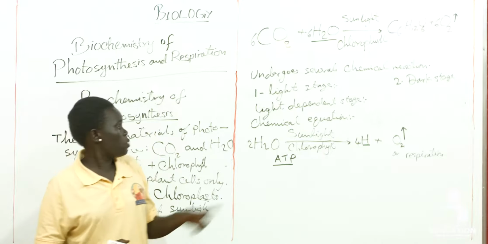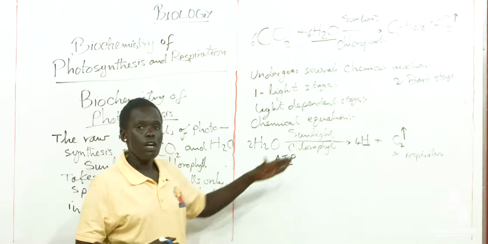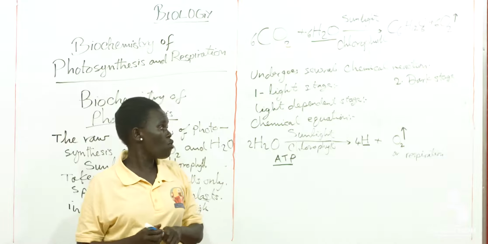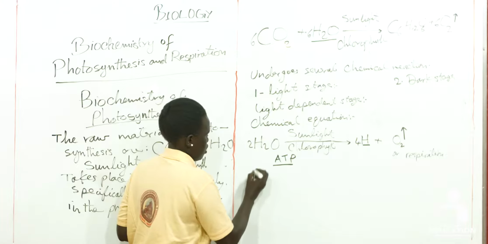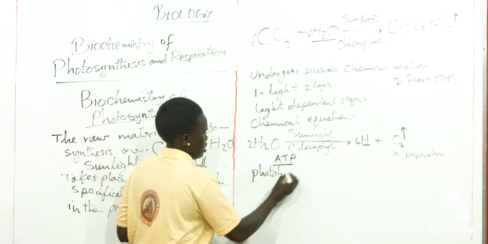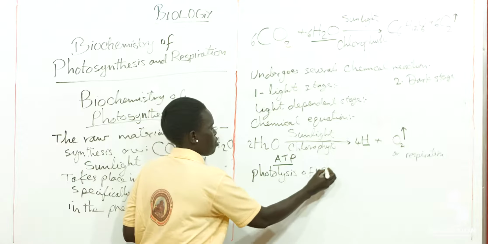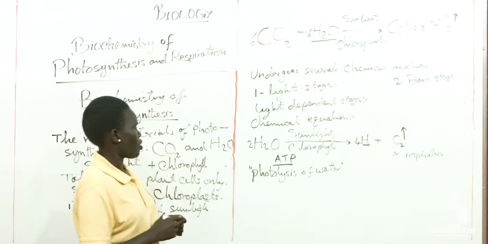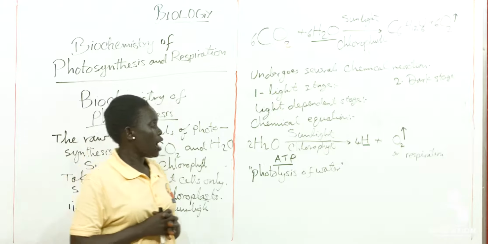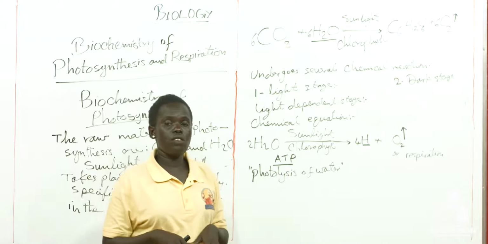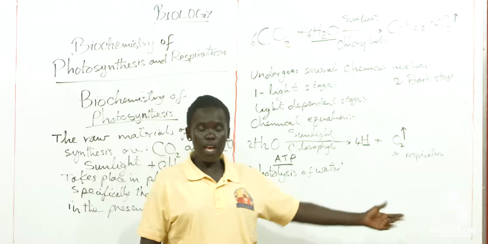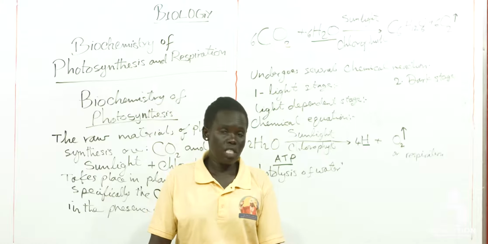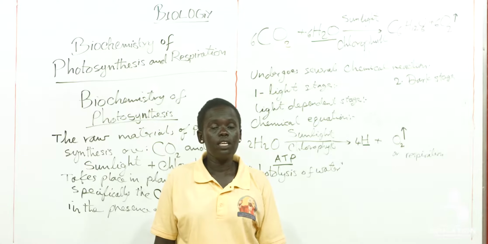So this process of splitting water into hydrogen atom and oxygen atom is known as photolysis of water. Because water is split into hydrogen atom and oxygen, the hydrogen atom is kept because later on it will enter into the dark stage, while the oxygen will be given out to the atmosphere, or some of it can be kept for respiration in a plant.